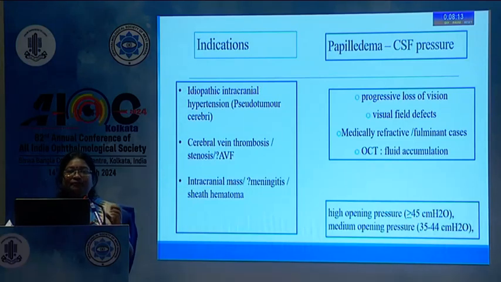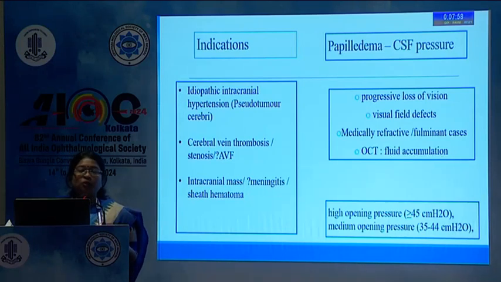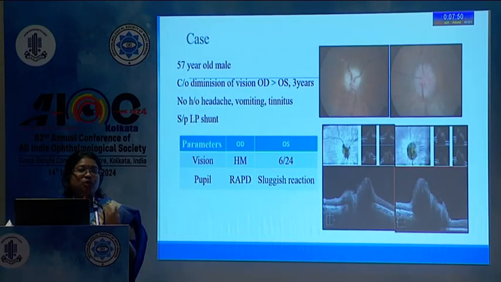The next group is refractory IIH, where there is progressive visual decline and visual field loss, and they are medically not responding to treatment, and OCT is showing gross fluid accumulation, more than 300 thickness of the RNFL. Generally they don't do well with medical treatment. And if the opening pressure is beyond 35 millimeters of water, probably that's a case which you have to resort to a surgical technique.